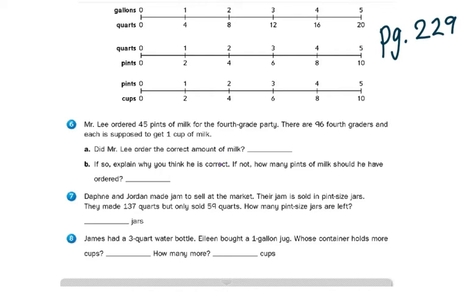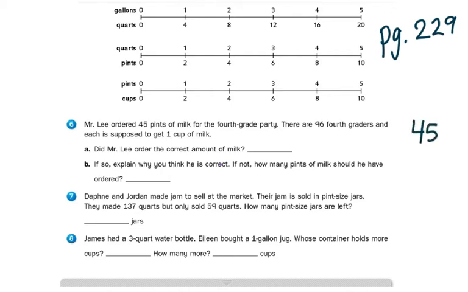We're going to begin with question number 6. Mr. Lee ordered 45 pints of milk for the 4th grade party. There are 96 4th graders, and each is supposed to get 1 cup of milk. Did Mr. Lee order the correct amount of milk? In your math journal over on the side, I would like you to write down 45 to represent the pints that he purchased.